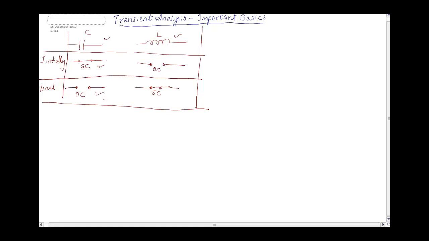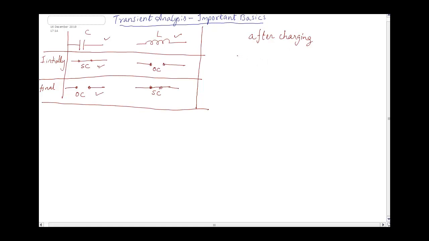Remember, it does not mean that the capacitor is not there, the capacitor is still there. Similarly, the inductor initially will act as an open circuit, but later it will act as a short circuit. It does not mean that the inductor is not there, the inductor is still there. So after charging, how will the inductor look or how will the capacitor look?